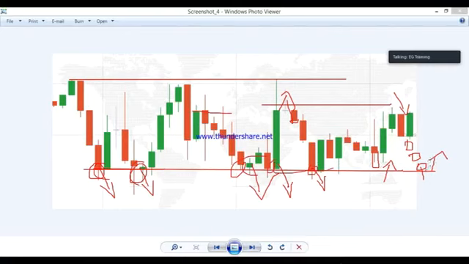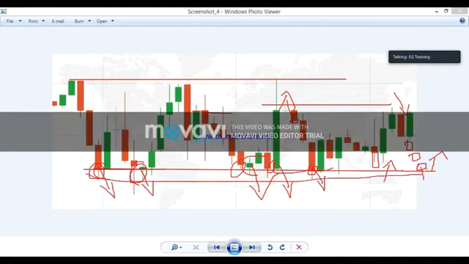If the candle closed here like this, or if the candle closed here like this, then we can place our trade confidently because we know this is a strong level. The market is respecting this level.